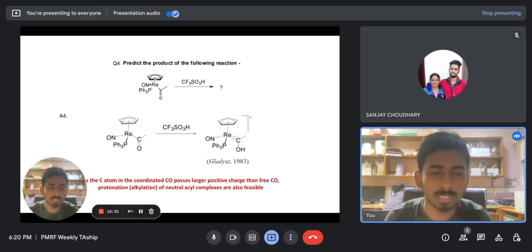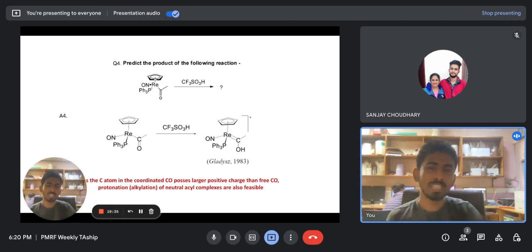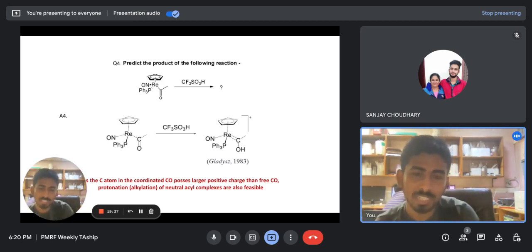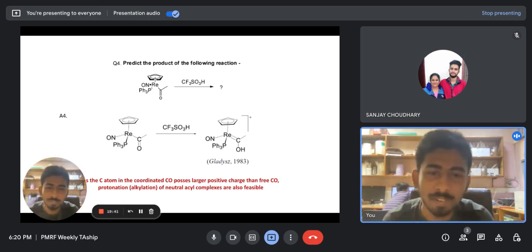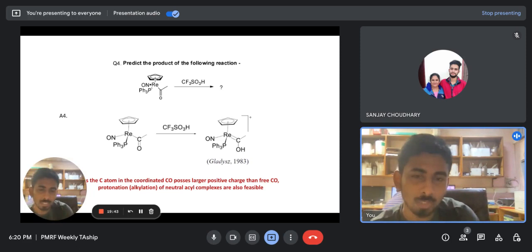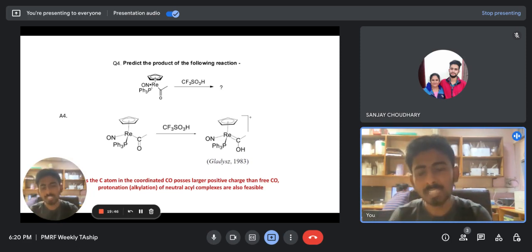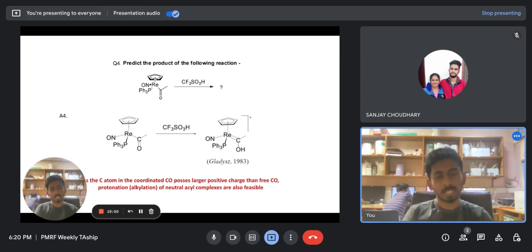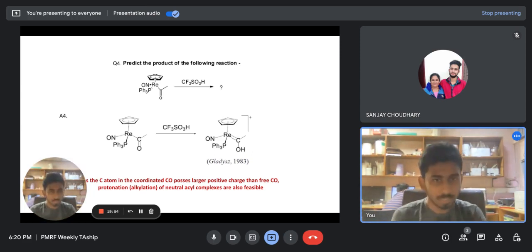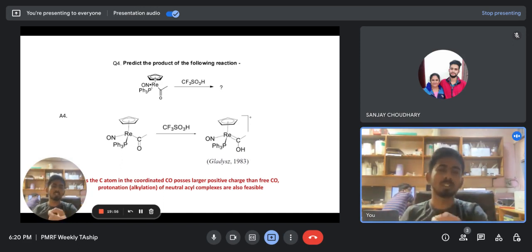So here actually the same explanation arrives that the C atom in the coordinated CO also has a larger positive charge than the free CO. So any kind of nucleophilic attack of this oxygen is favorable in case of this metal coordinated acyl moiety. In the last example also you saw in the Fischer type of carbene, when tungsten was there, the CO was getting attacked by this alkyl lithium. The R minus is attacking on this carbon.